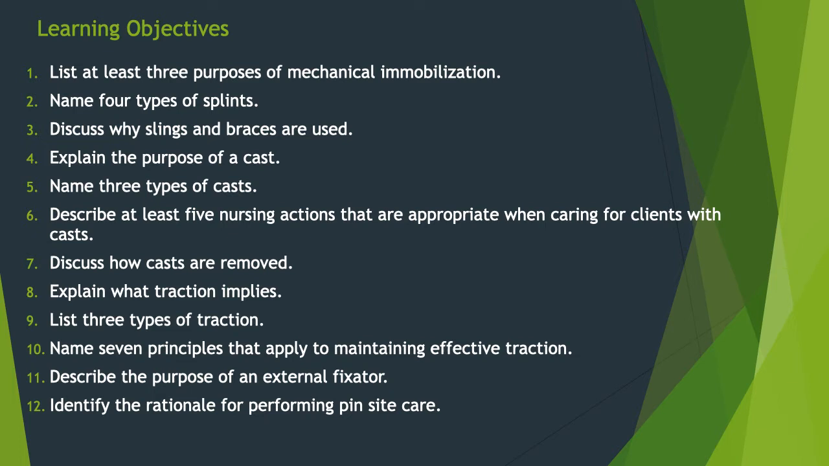The learning objectives for this chapter include the following. List at least 3 purposes of mechanical immobilization. Name 4 types of splints. Discuss why slings and braces are used. Explain the purpose of a cast. Name 3 types of cast. Describe at least 5 nursing actions that are appropriate when caring for clients with a cast. Discuss how casts are removed.